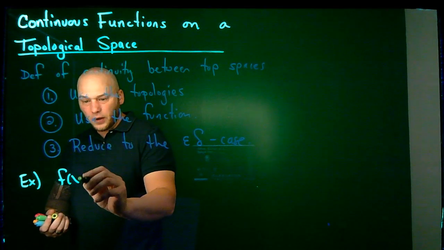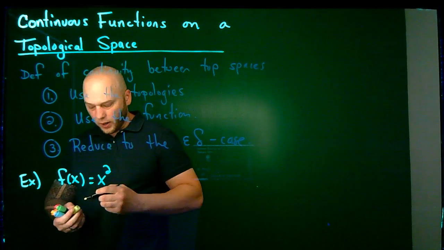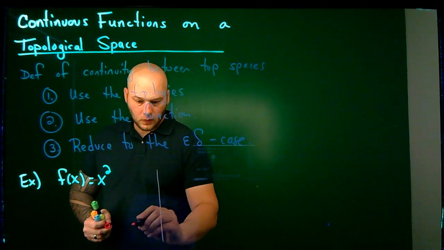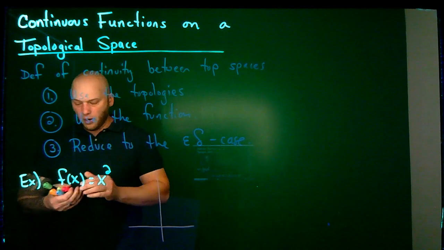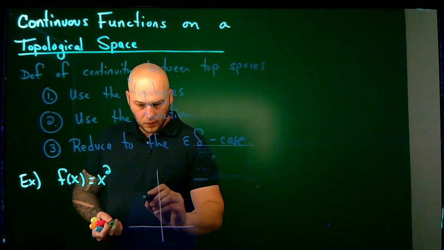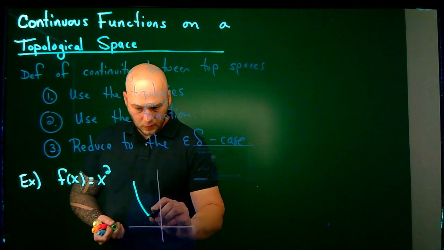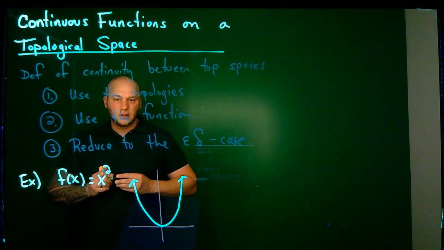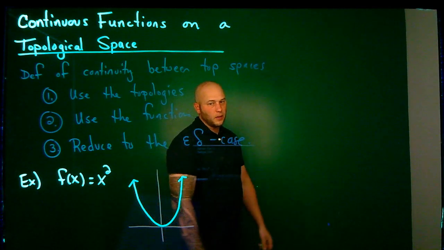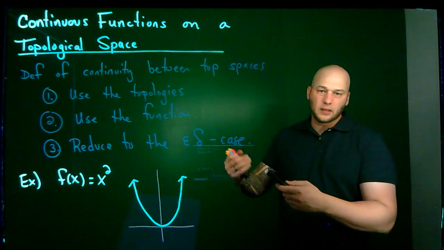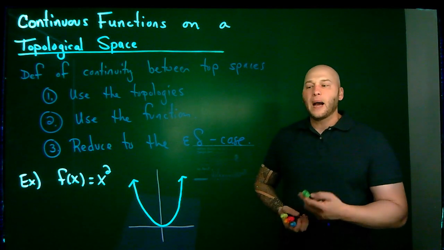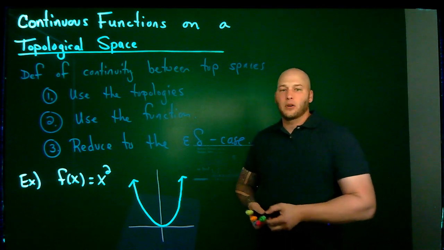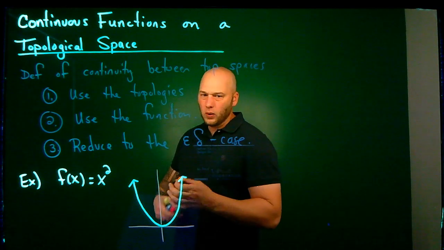If I give you the function f of x is equal to x squared, my graph looks like this right here. Again, we know that that's continuous because I can draw the graph without lifting my pencil, or it's got the epsilon delta definition with x squared. But I want to consider something that is fairly abstract, and you're probably going to be like, well, where in the world does that come from?